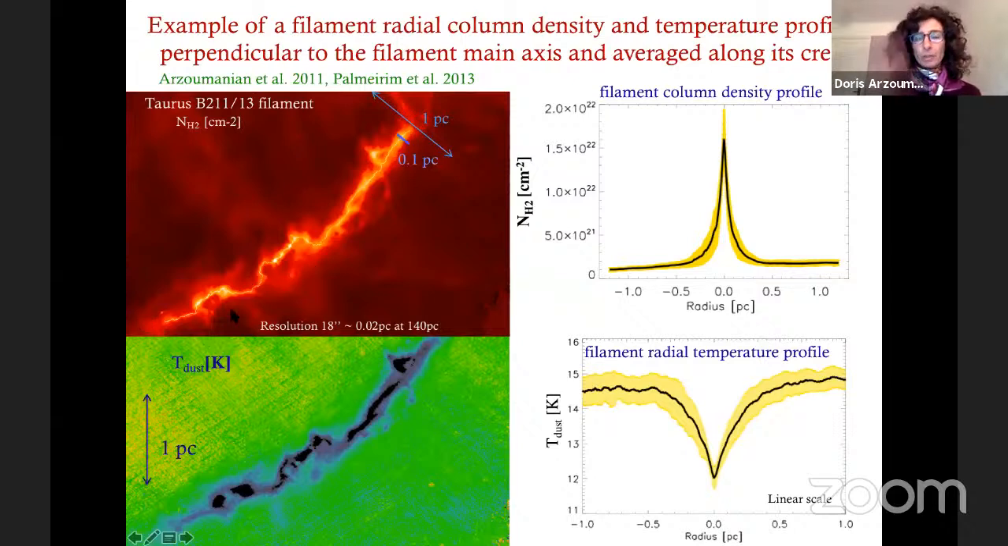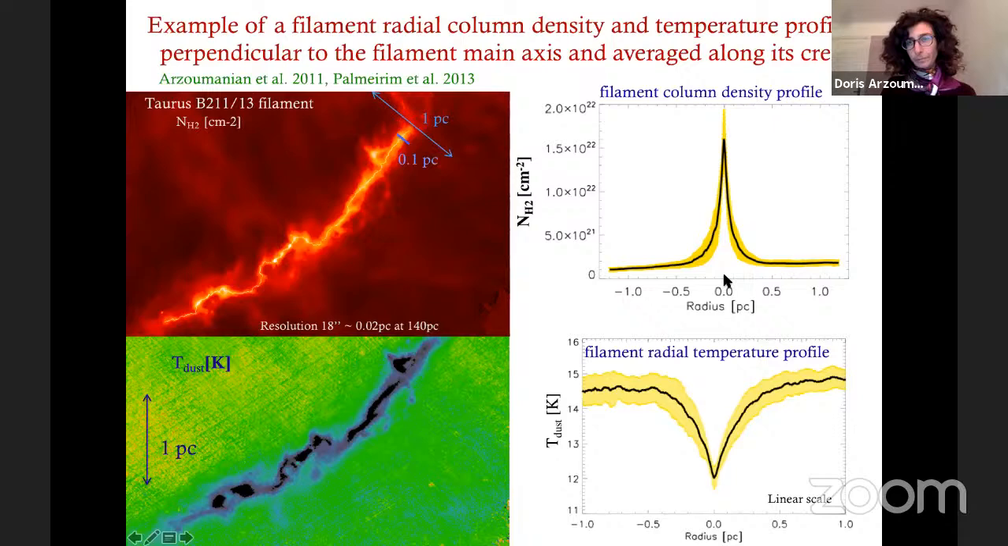And then we average the different cuts measured at different positions along the crest to derive radial profiles of the filament. So here on the top, it's column density, and then in the bottom, it's temperature. So you can see how the filament is colder by a few kelvins with respect to the surrounding background. And then here we have the column density profile.